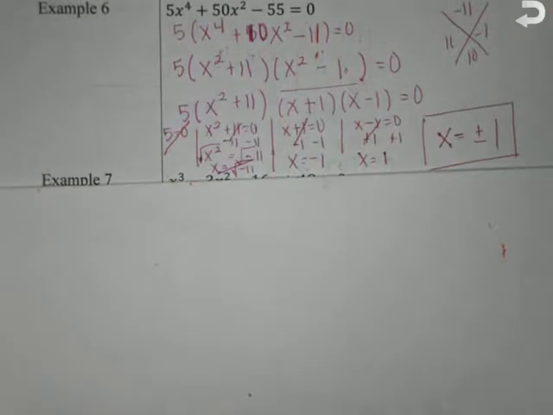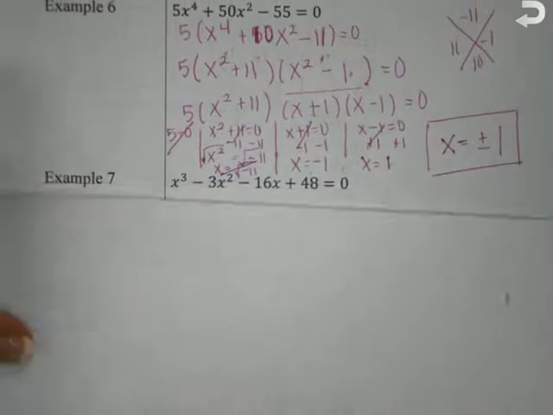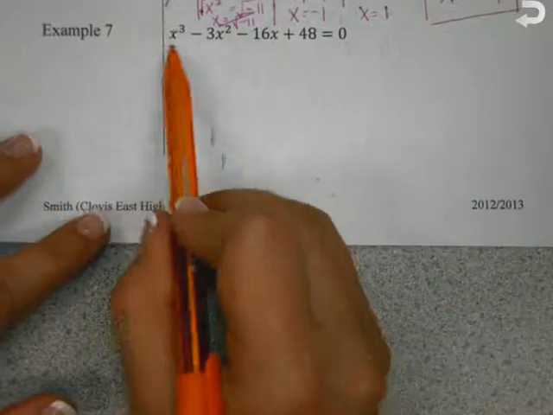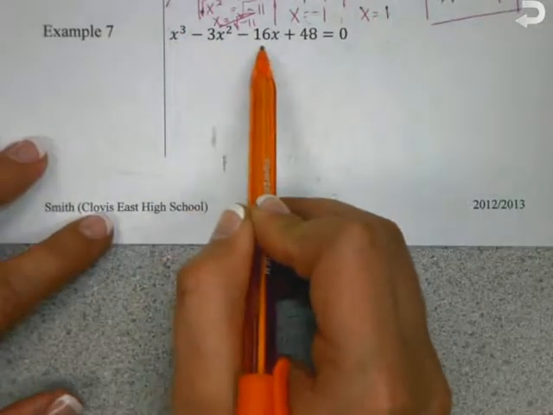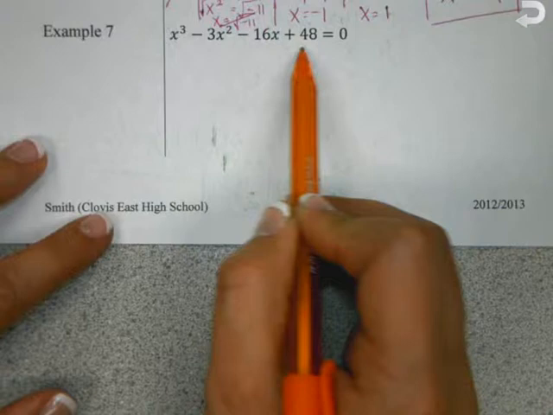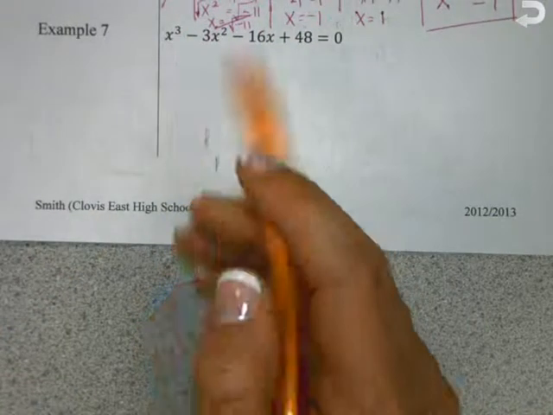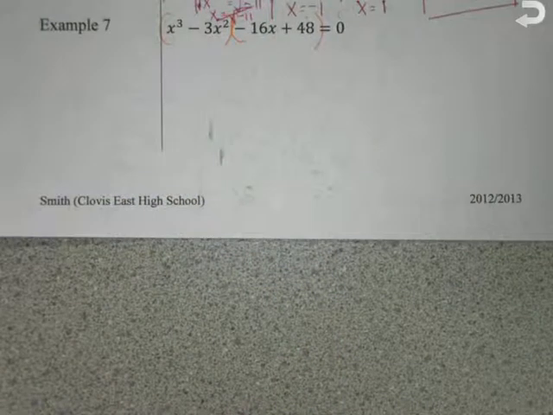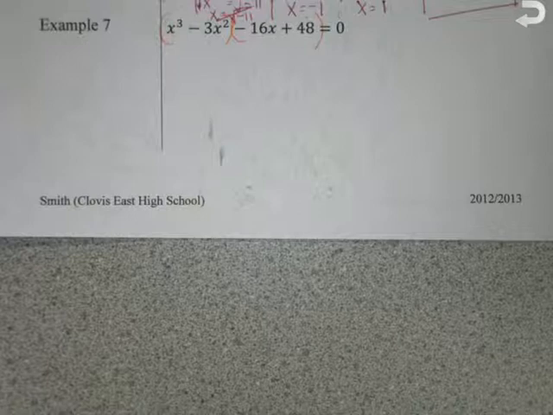Okay? Last one, example 7. It's a grouping. So we have x to the 3rd minus 3x squared minus 16x plus 48 equals 0. I have 4 terms here, so I know I'm going to use the grouping method. So let's group the first 2 and the last 2. Okay, what should I do first after I've grouped them? Greatest common factor. What's the GCF here? X squared. Good. So we pull out an x squared, and that leaves me with x minus 3.